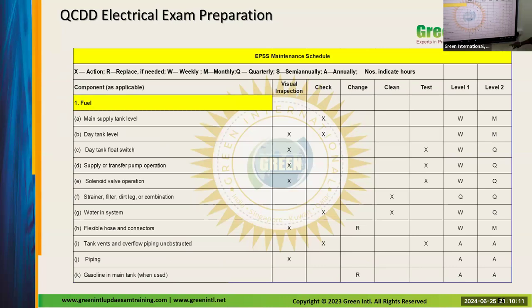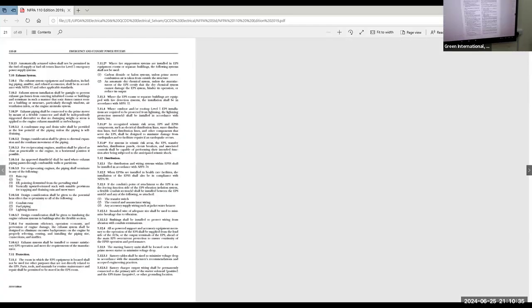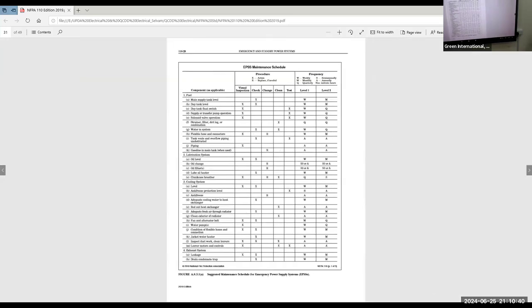Actually, in the NFPA standard we have a table, but we are not able to keep this table here. It's a big table. That's why I keyed the document into Excel sheets. The same table I keep in Excel format and keep in that.